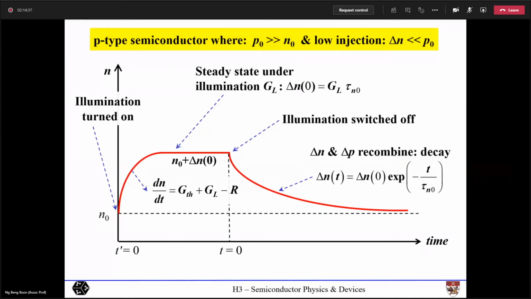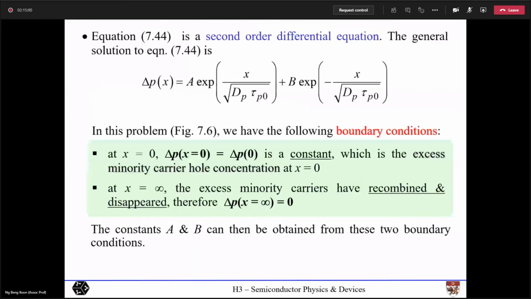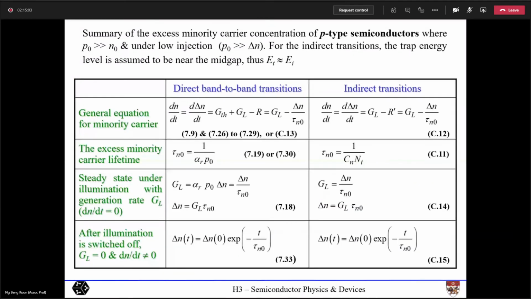Hi, Prof. I have a question. Yeah, sure. Regarding the general equation for minority carrier in the earlier slide for indirect transitions, why is the thermal generation rate of the carrier not considered in the equation? Sorry, for which one? The general equation for minority carrier, the slide is a table showing equations for direct band-to-band transitions and indirect transitions. Direct band here? Yeah, this one.